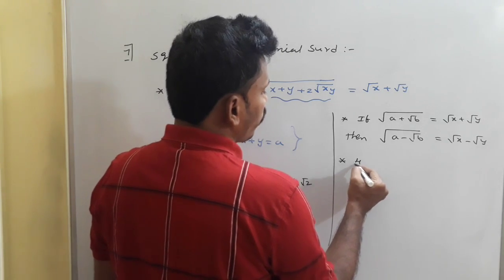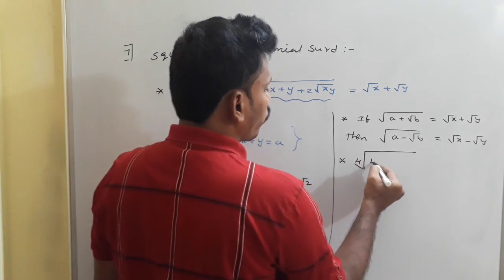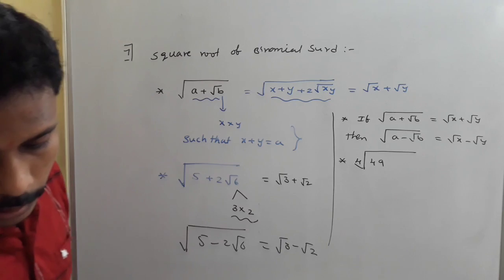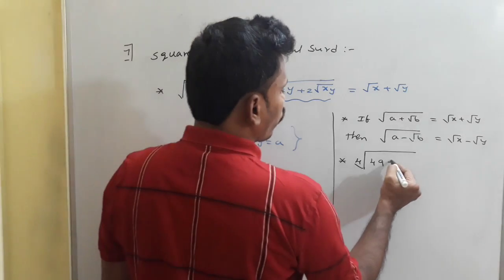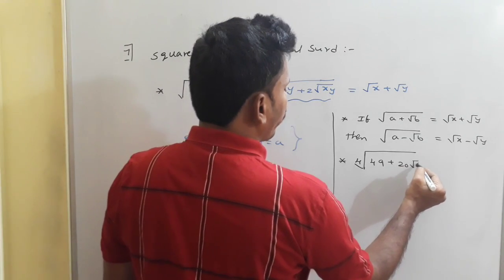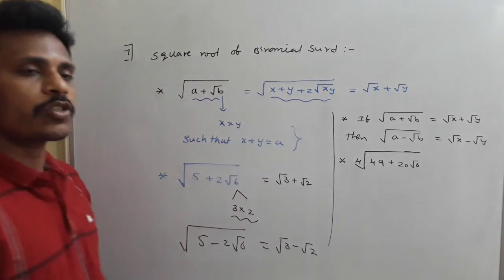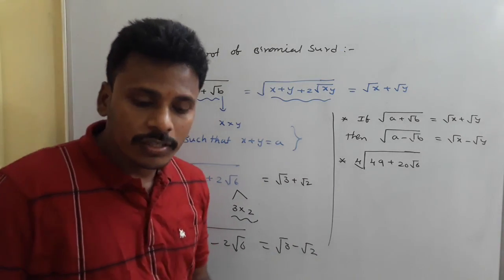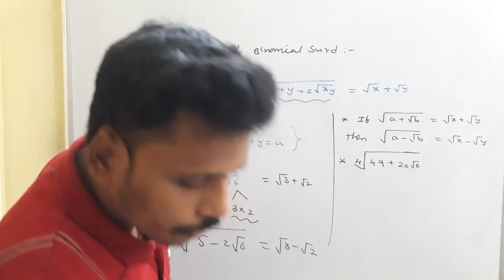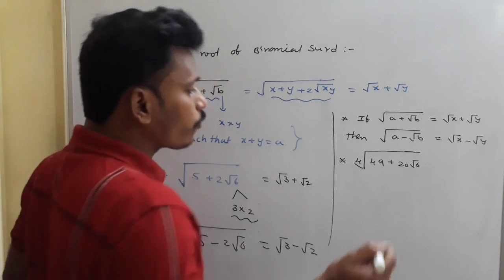For example, if you wish to find the fourth root of 49 plus 20 root 6, how do we find it? The fourth root is simply nothing but square root and square root. Two square roots together is the fourth root, right?